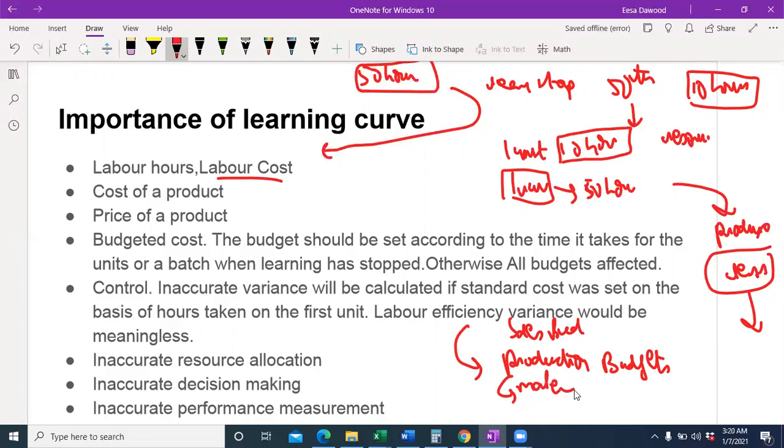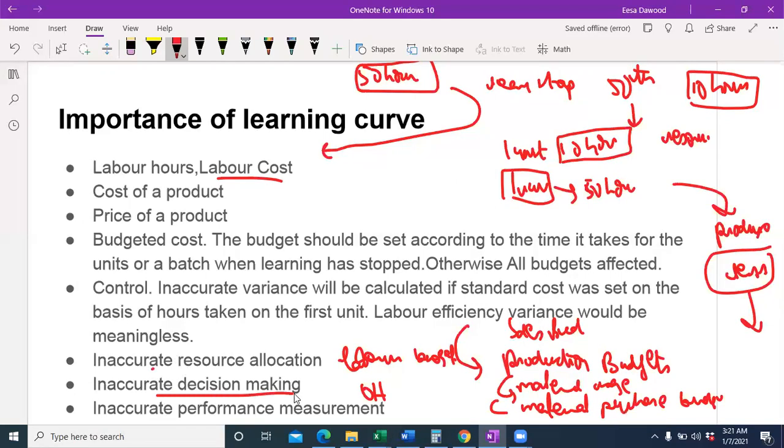Then my other budgets will be affected as well. For example, the material usage budget would be wrong, and based upon it I would be estimating how much material I will need to purchase, so the material purchase budget would be linked to that as well. The labor budget is already linked to production units, so that would get affected too. Then the overhead budget, if absorbed on labor hours, would also get affected. So overall, my resource allocation and my planning would be wrong, and it would lead to inaccurate decision making.